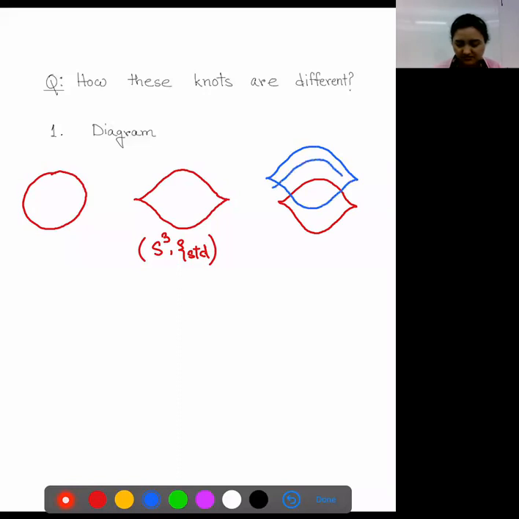And this is the surgery picture. This is a +1, +1. And the red component is the unknot. So you just have to do some Kirby moves to check that that's an unknot. And this is in fact a non-loose unknot.